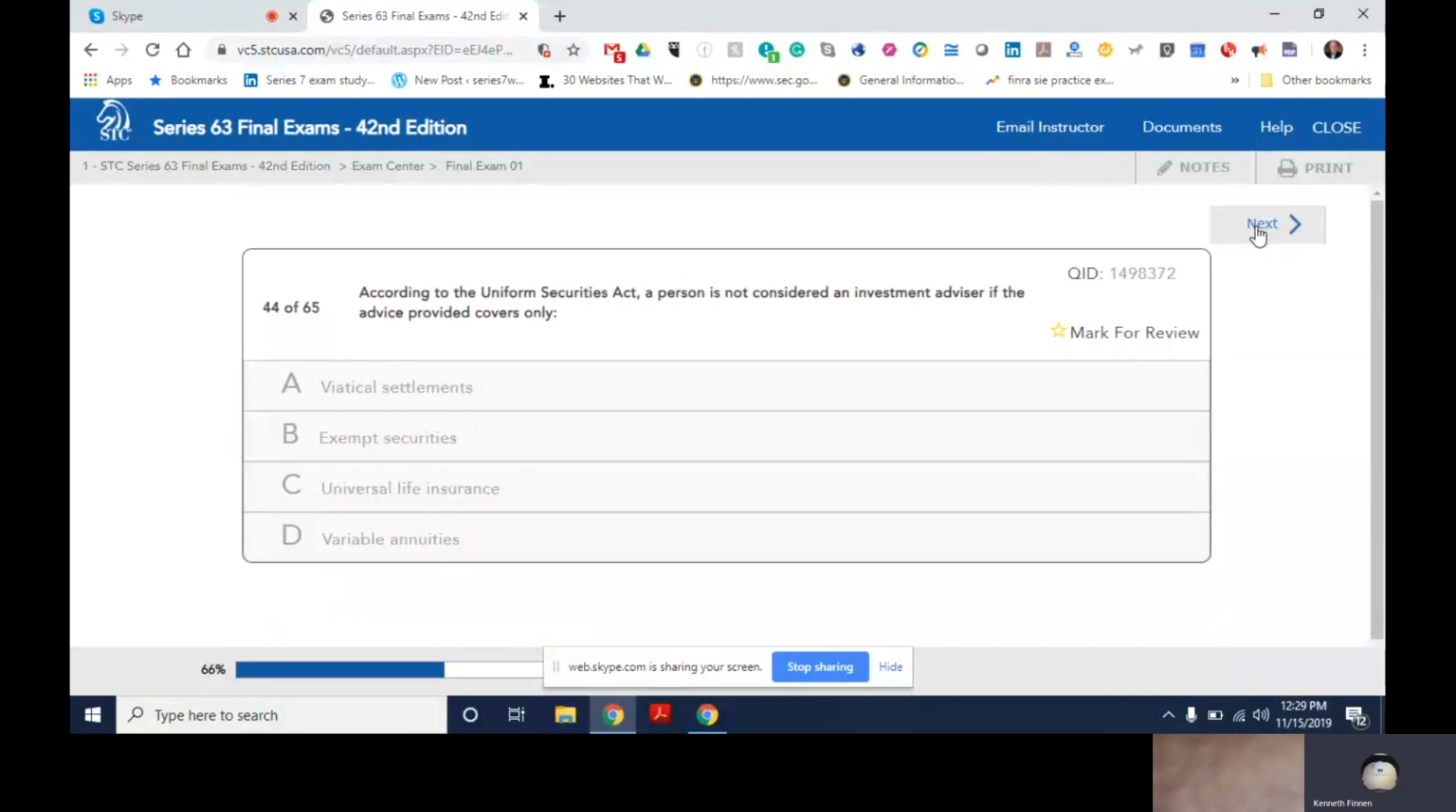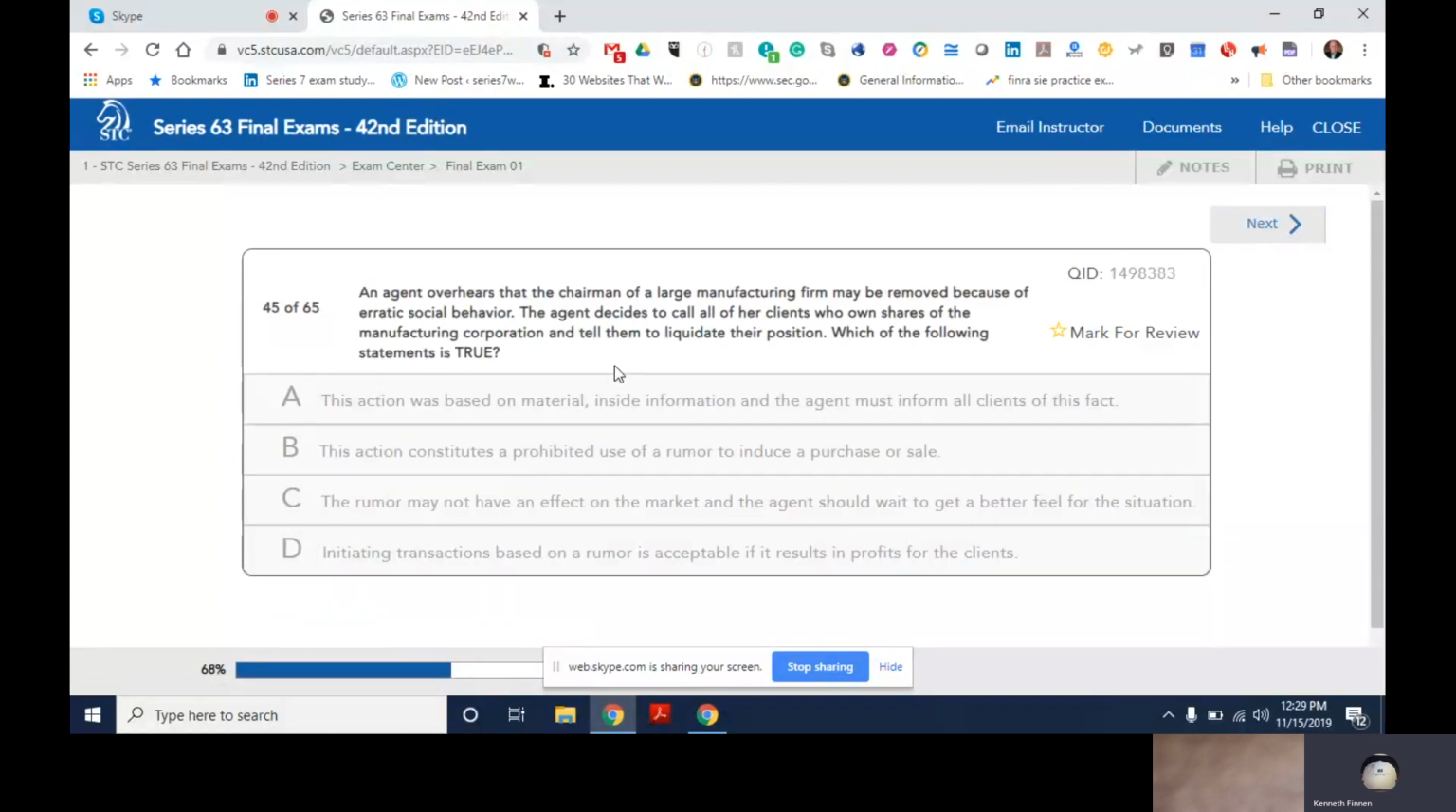It better be. Good. According to the USA, a person is not considered an IA if the advice provided covers only. I'll say universal life because I don't know about A. I know what they are, but I don't know if they're considered securities. But B and D are securities, so they would not be exempt. So I'm going to say C. Boom, because it's life insurance. It's like selling tires. You don't have to register.